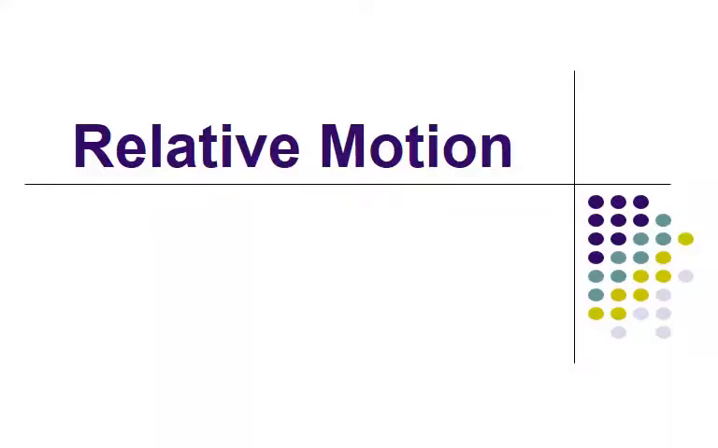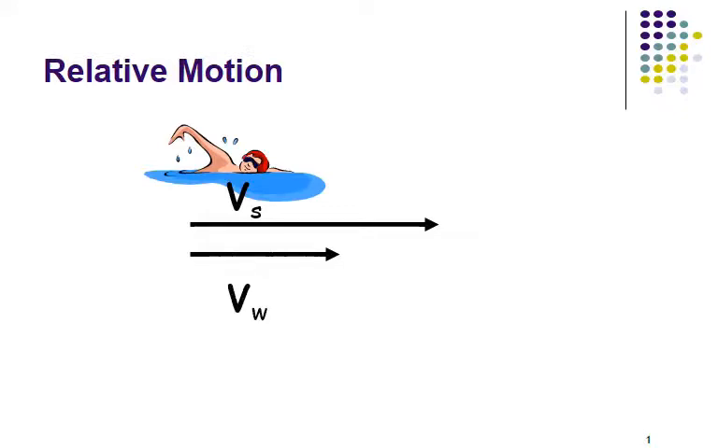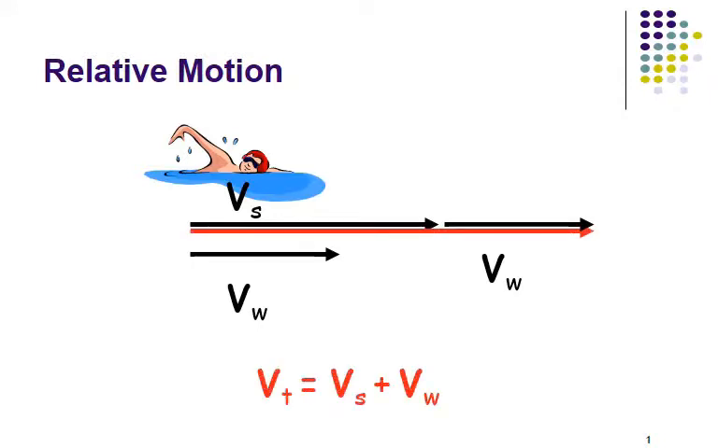Now we're going to talk about relative motion. Let's say we're swimming and we have a certain velocity, and this is Vs, the swimmer. And let's say we're swimming with the current. So relative to the ground or relative to Earth, our resultant velocity would be the addition of those two. So our motion would be like this. Our total velocity would be adding up the velocity of the swimmer plus the velocity of the water.